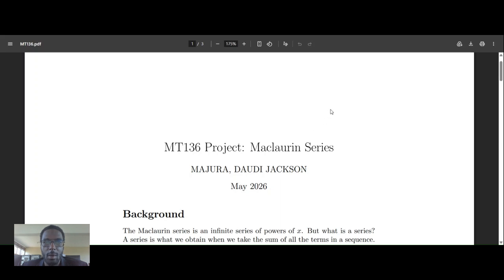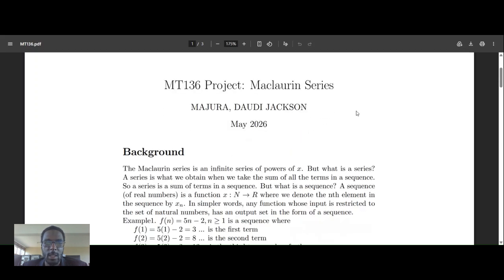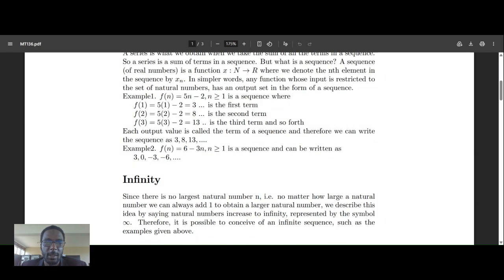Hello, so today we're going to talk about the Maclaurin series. The Maclaurin series is an infinite series of powers of x. But what is a series? A series is what we obtain when we take the sum of all the terms in a sequence. Okay? Examples of a sequence are as below.